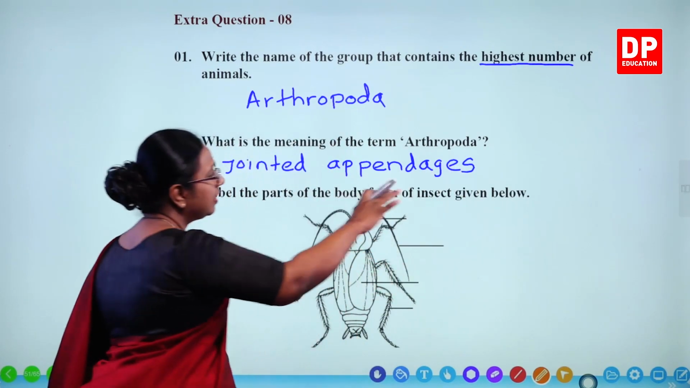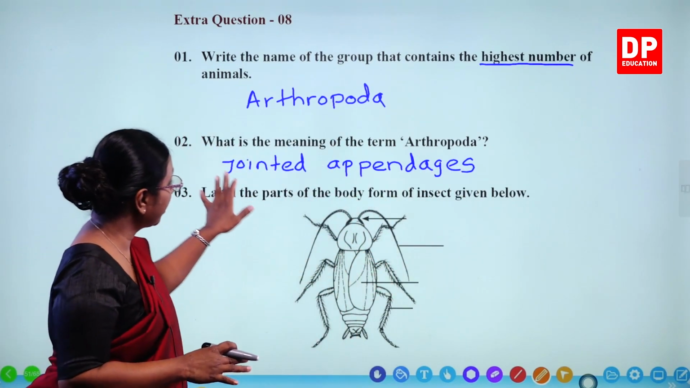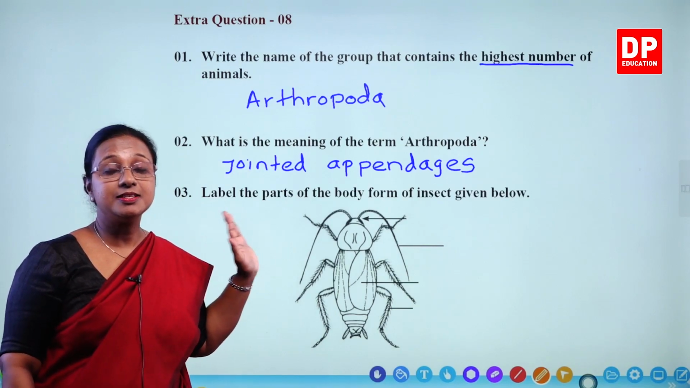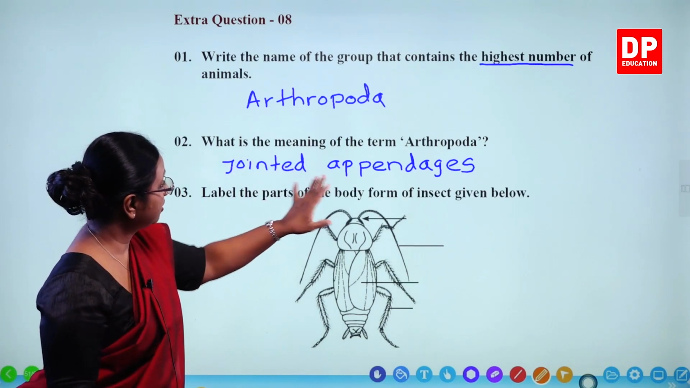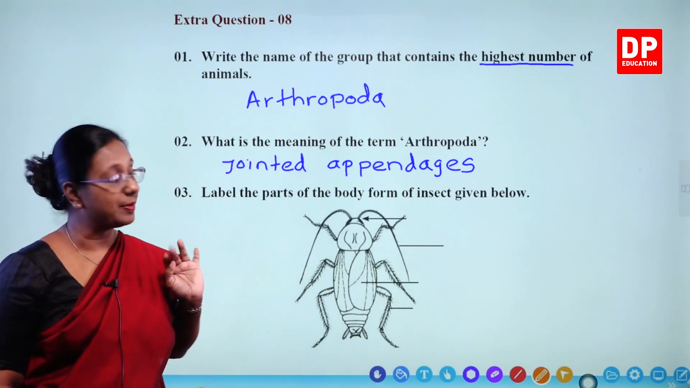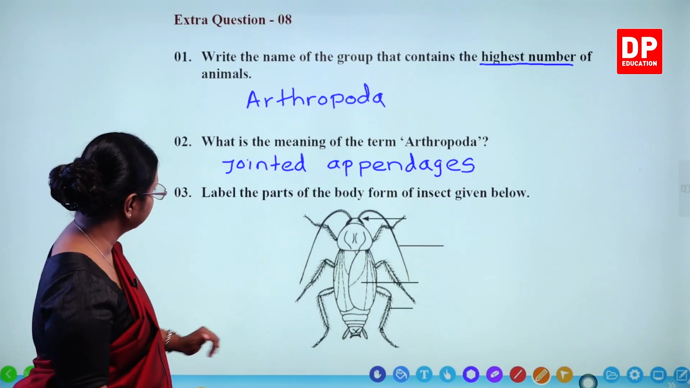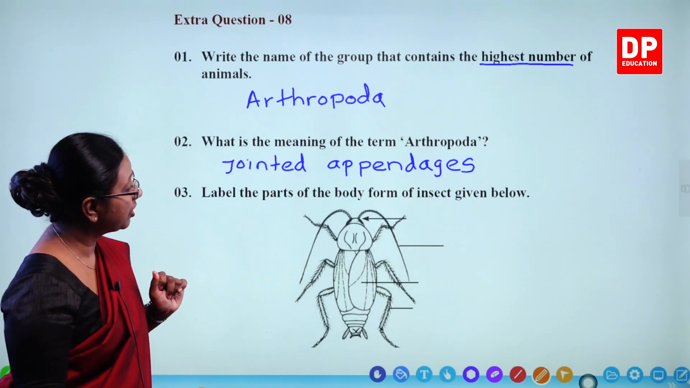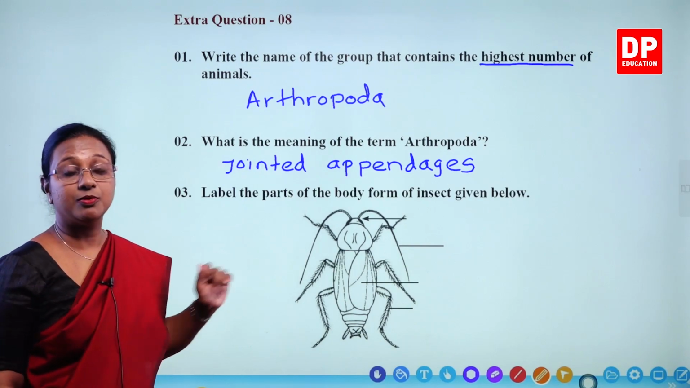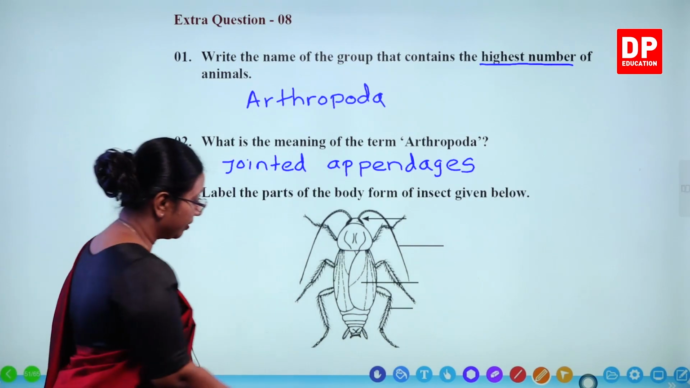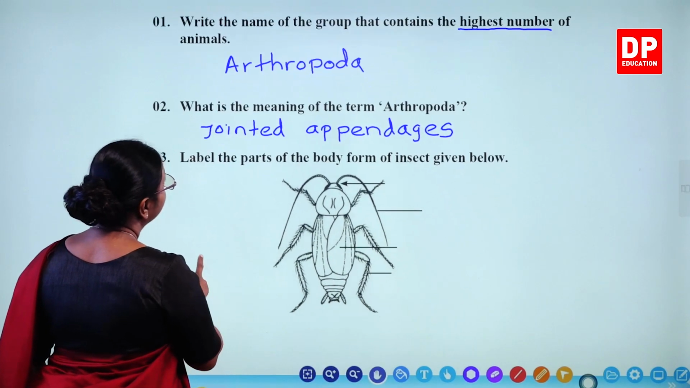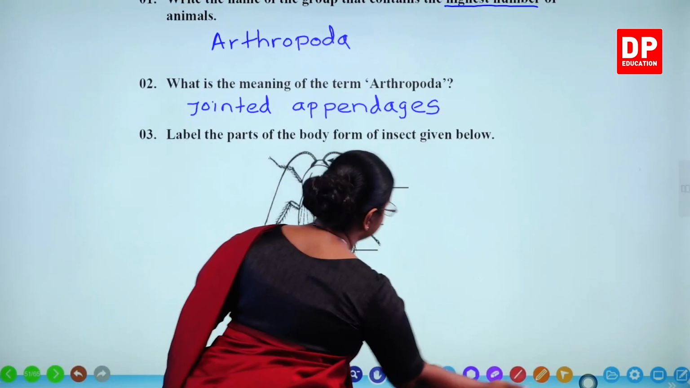You don't have to write everything in sentences. You have to write the correct answer that is relevant to the question. So, term Arthropoda, jointed appendages. Then what do we have here? Label the parts of the body form of insect given below. You know this insect, you know it's a cockroach. So, we have to label the body parts.